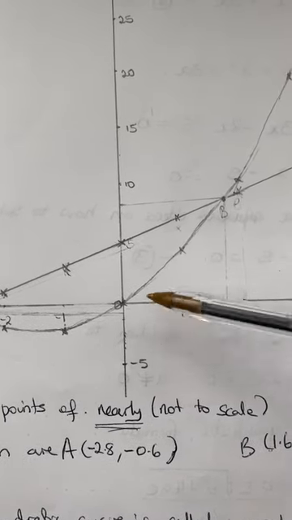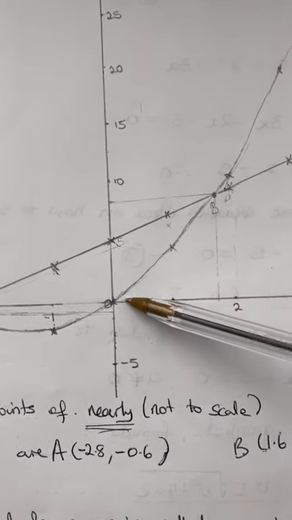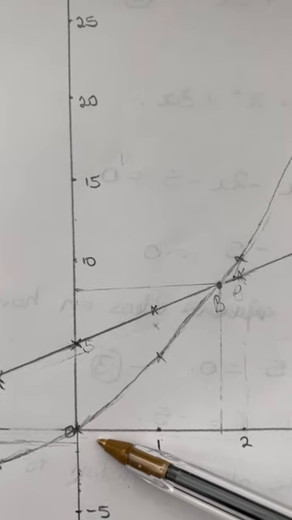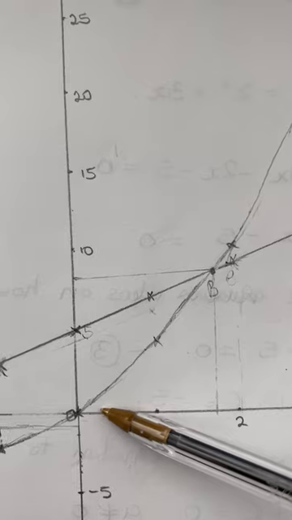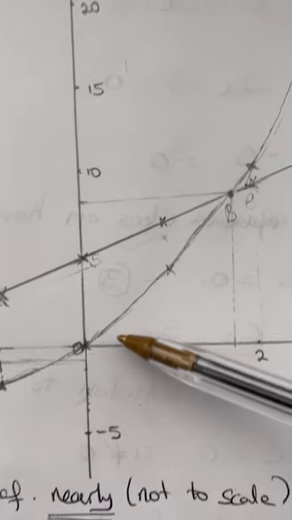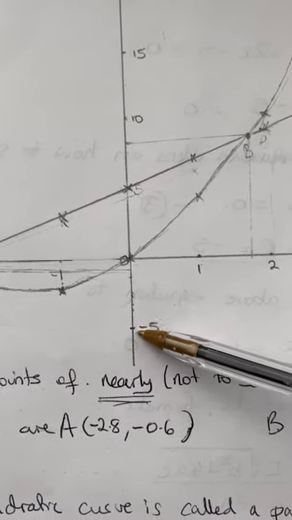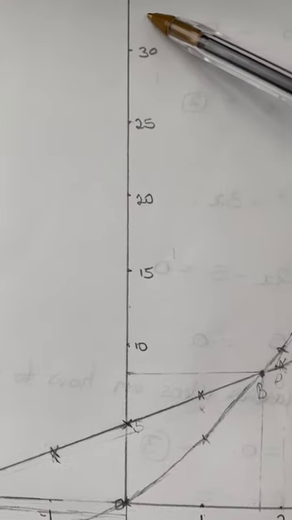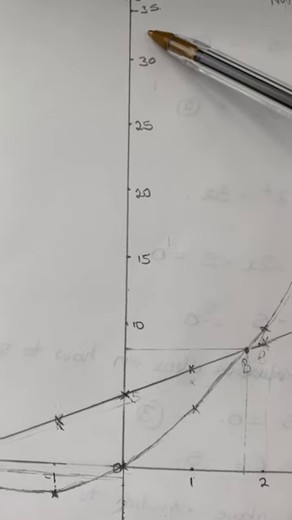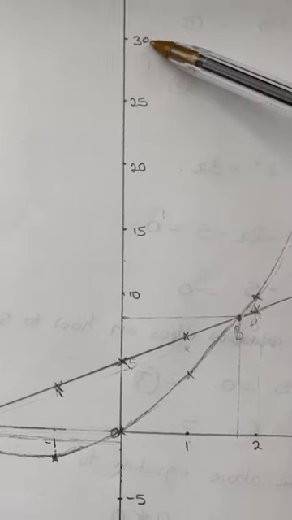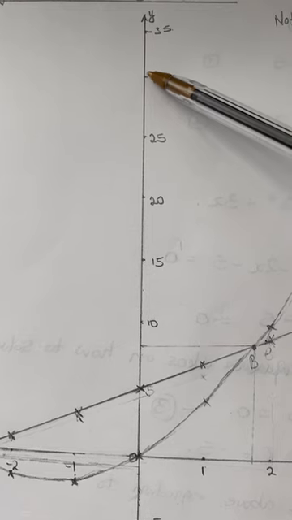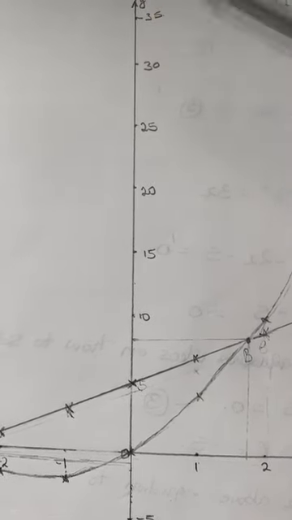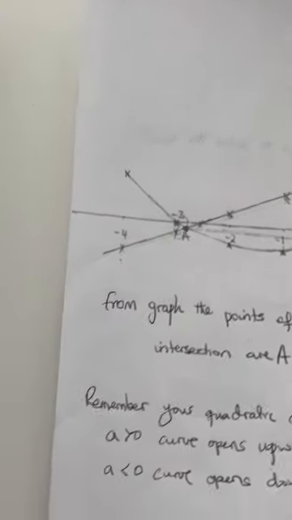Now, the y-axis, there's a minus 3. Yeah, there's a minus 2 and there's a minus 1. So I'll start from minus 5. And then at the positive side, the highest is 28, so actually I should be ending here. But I've just put the 35 just in case.